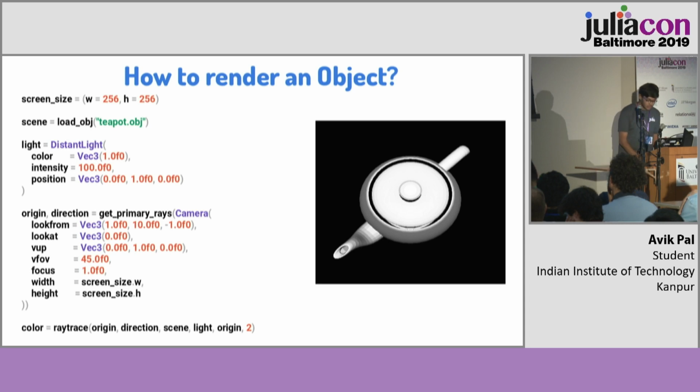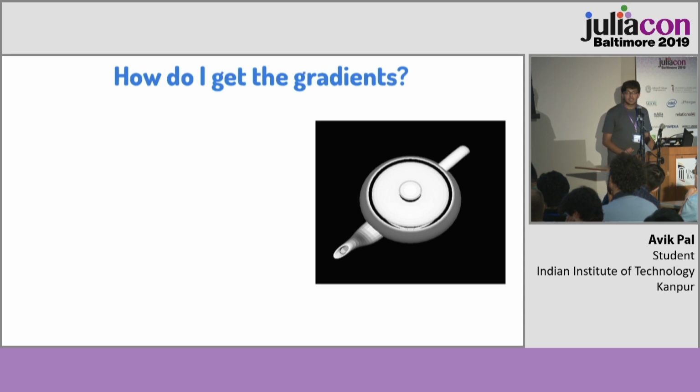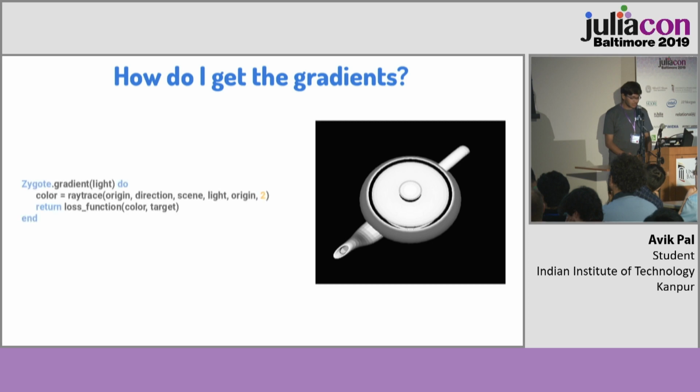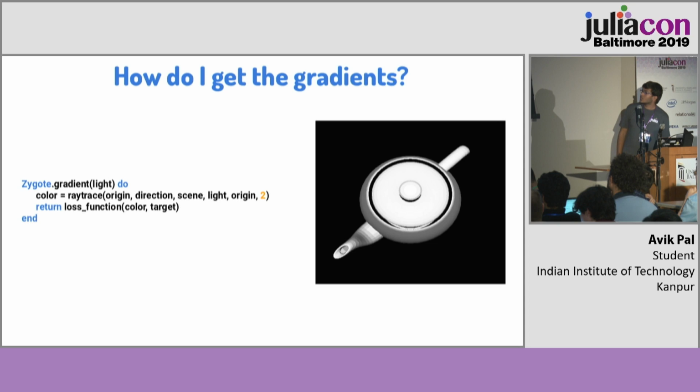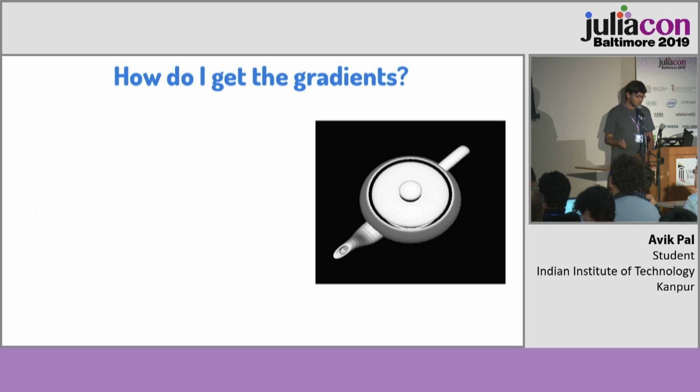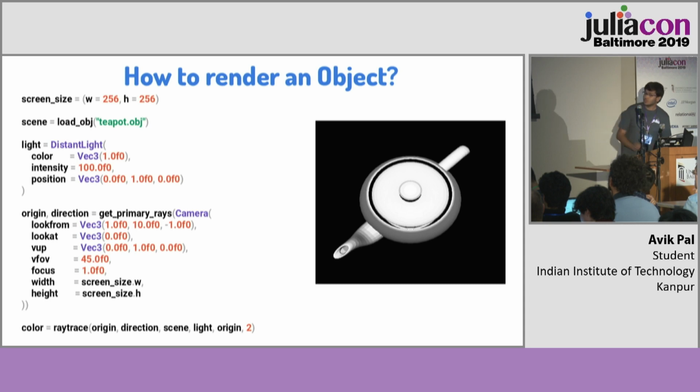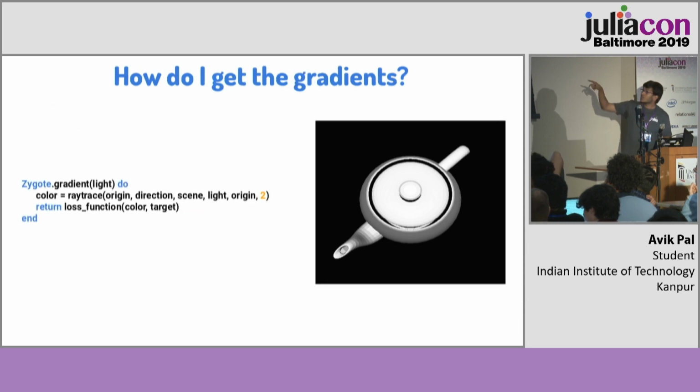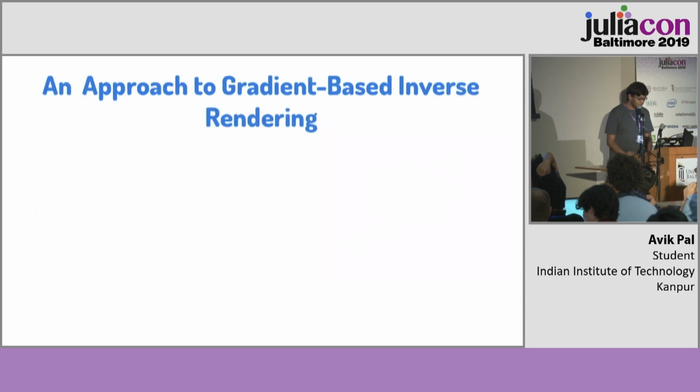So how do you get the gradients out of it? It's pretty simple. You just wrap the entire thing around Zygote, and you just get the gradients. In this case, we are computing the gradients with respect to light. Let's say I want to compute the gradient with respect to the look from this vec3. We would just wrap this Zygote.gradient around this origin and the color. The entire thing just goes inside the do end block, and you just get the gradients.